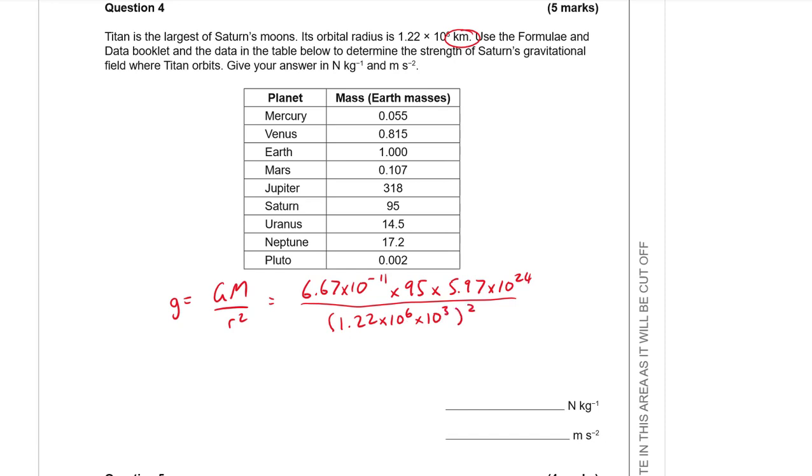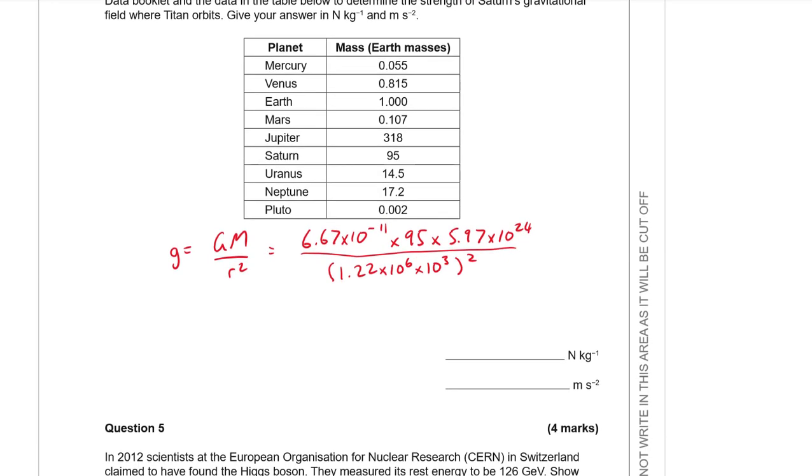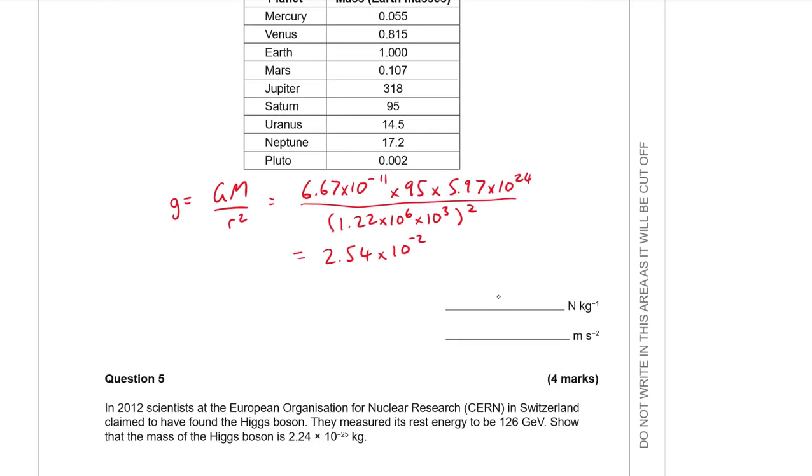And you square that. Now if you put that in your calculator, what you should get is 2.54 times 10 to the negative 2, or 0.0254. And then at the bottom here, it's interesting, it's asking you for newtons per kilogram and meters per second squared. They are the equivalent of each other, so you should have 2.54 times 10 to the negative 2 there, and 2.54 times 10 to the negative 2 there.